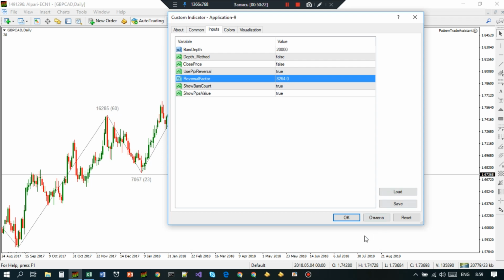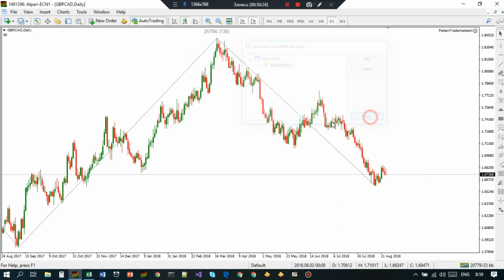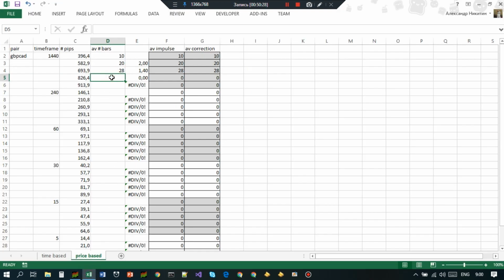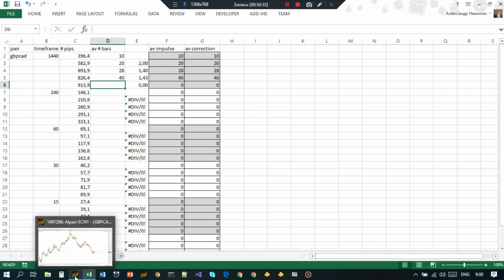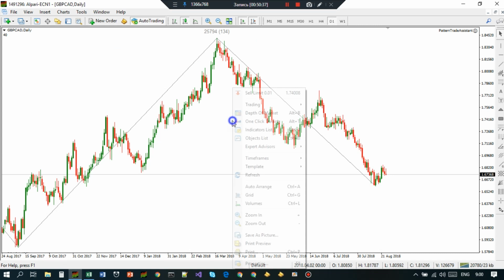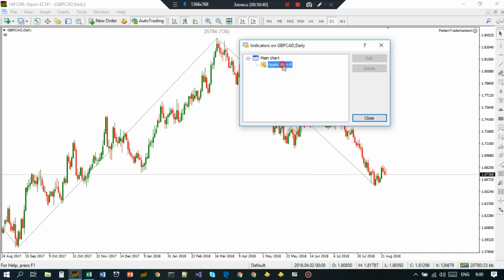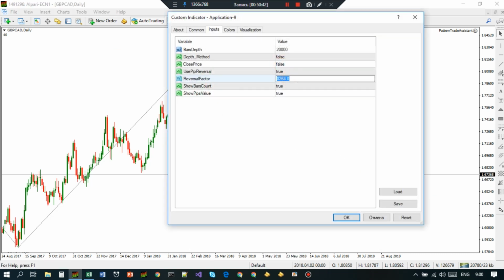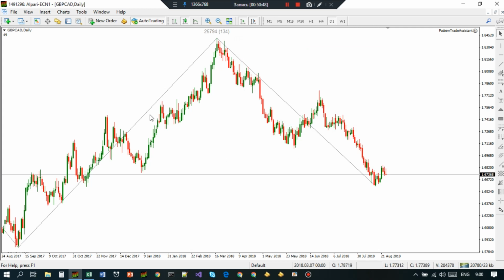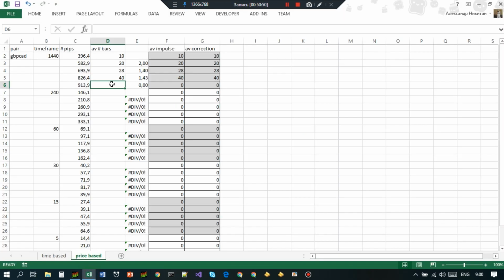826.4. What if we use this algorithm? So we have 40 bars, 1.43, and then what if we use 9, 13, 9, 9, 13, and 9, and 9. So what is our algorithm here? It is 49 bars.